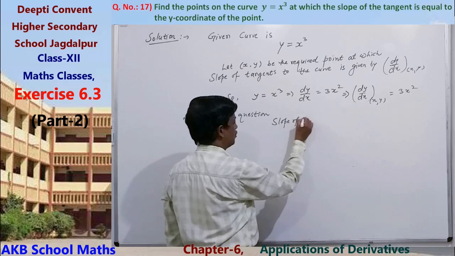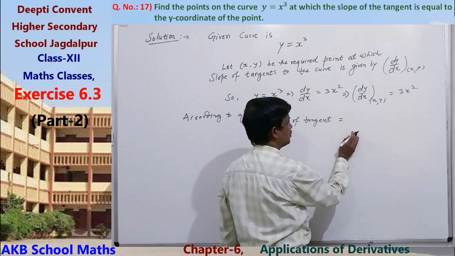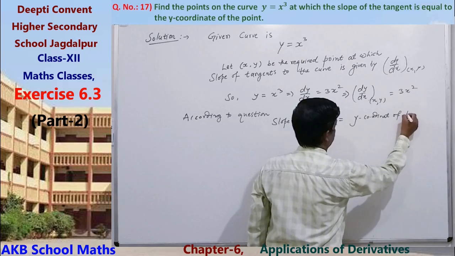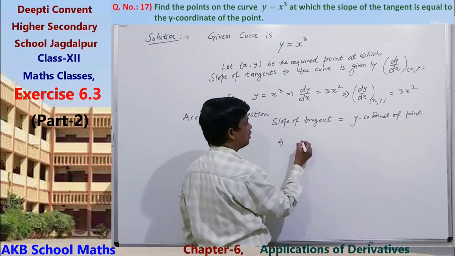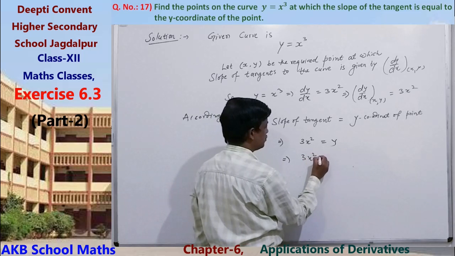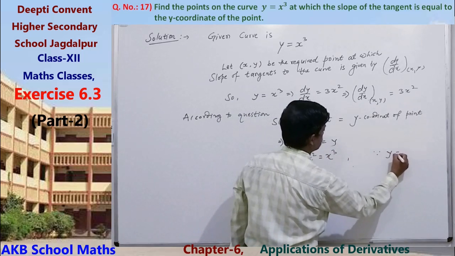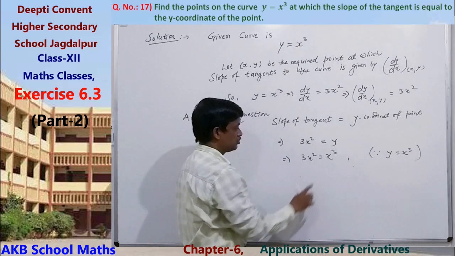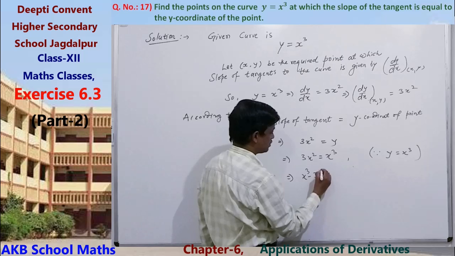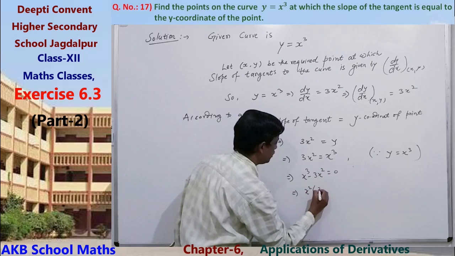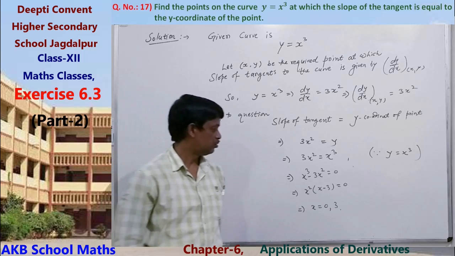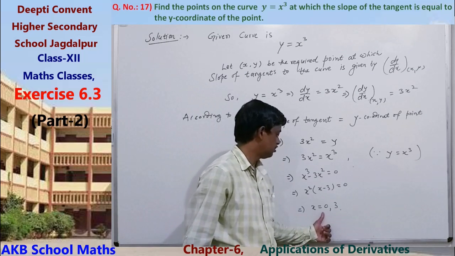the slope of the tangent equals the y coordinate of the point. That is, the slope of the tangent is 3x square, the y coordinate is y. So 3x square equals x cube, since y equals x cube, the given curve. So we can write it like this: x cube minus 3x square equals 0. That is, x square common, x minus 3 equals 0. So we get x equals 0 and 3. These two values we get: x equal to 0, x equal to 3.